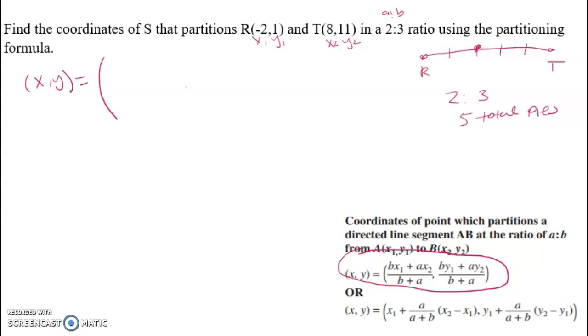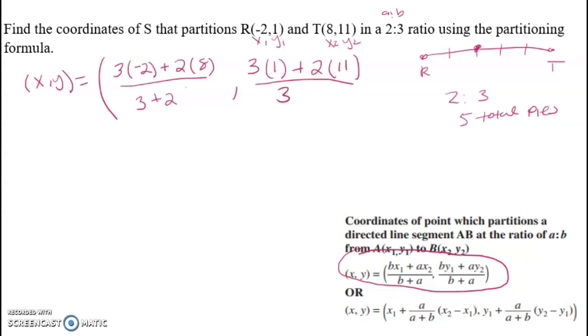Okay, so B is going to be the 3 in my ratio times x1, which is -2, plus A, which is 2, times x2, which is 8. And I'm dividing that by B plus A, which is 3 plus 2. So that stands for the x-coordinate of my point that partitions. Okay, for the second side of the formula, I have B, which is 3, times y1, which is 1, plus A, which we know is 2, times y2, which is 11, over 3, again, 3 plus 2.